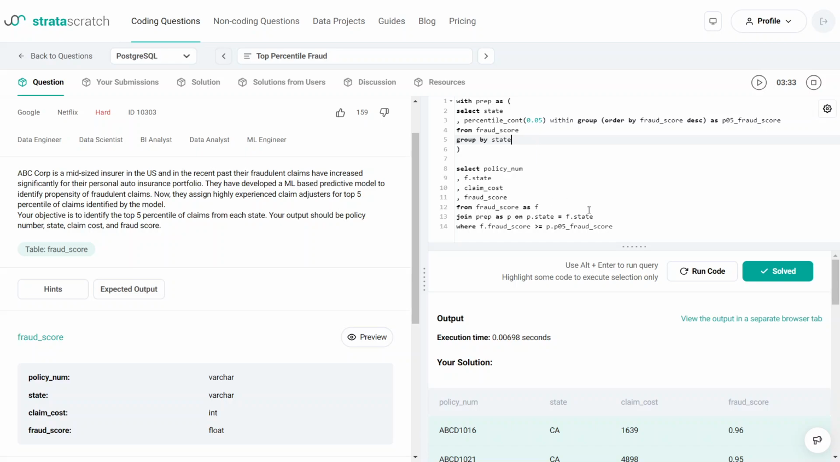And then I suppose the third reason is it does require a join, so that you can filter for only the claims where the fraud score is above the top 5 percentile. So I think that's the last reason it's hard.